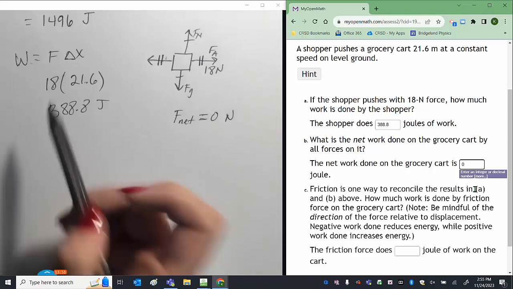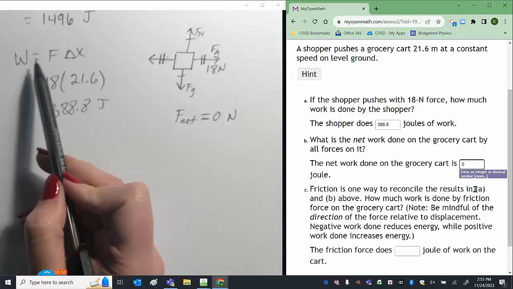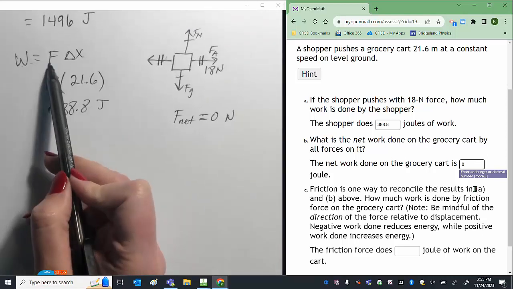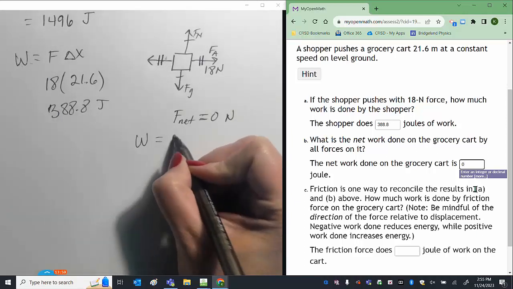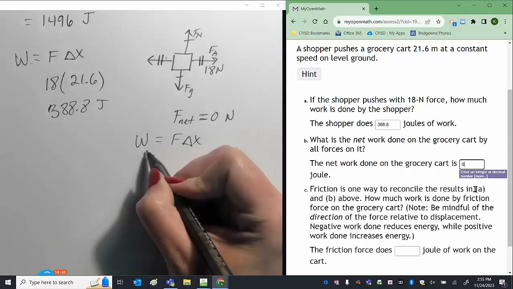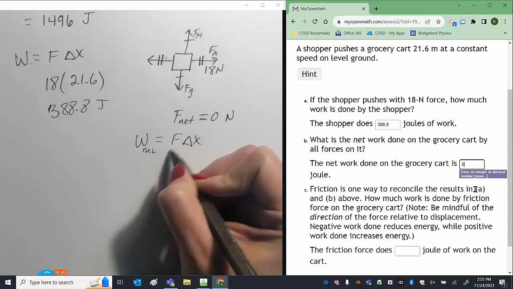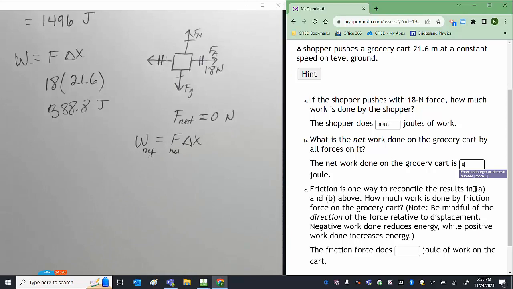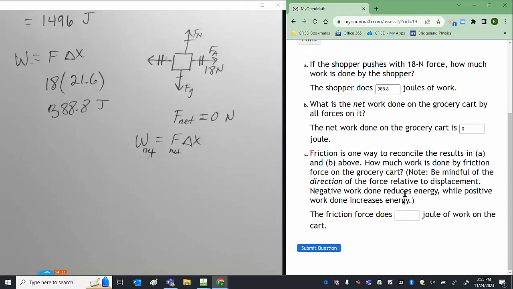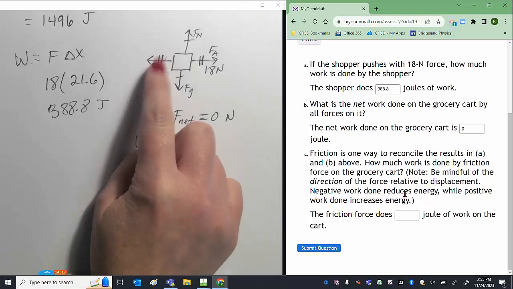Because again, this is the work done by the shopper, and it's due to the force done by the shopper. If we're looking for the net work, then our equation looks exactly the same, except now this is the net work, and it's done by the net force times the displacement. And so, of course, if my net force is 0, my net work will also be 0. Friction is one way to reconcile the results in A and B above. That's what I mentioned. This force right here could very well be friction.